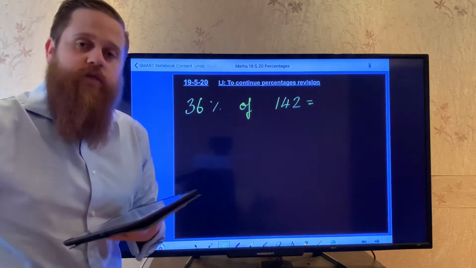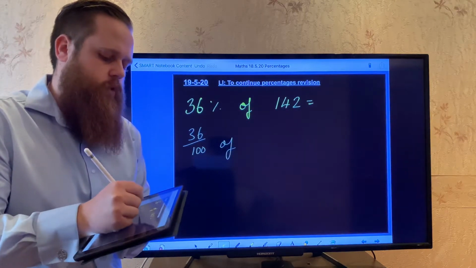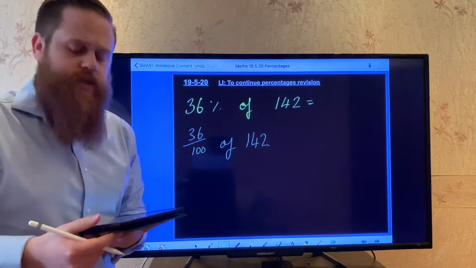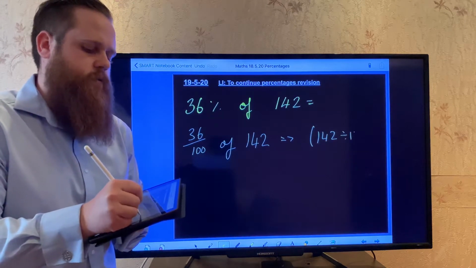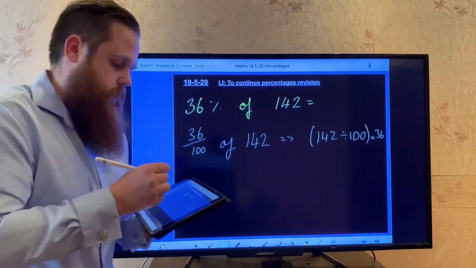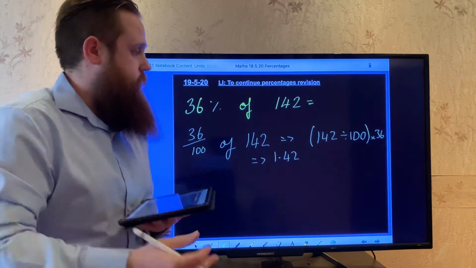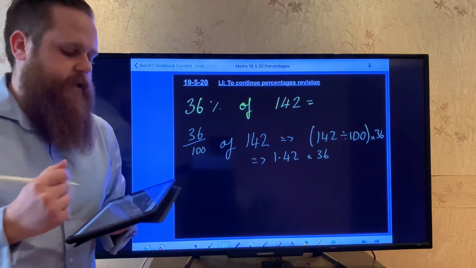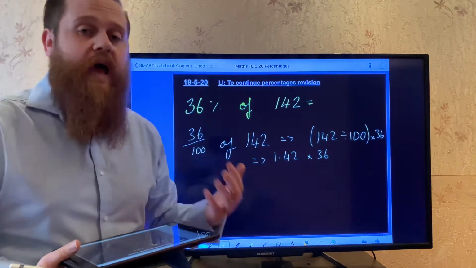So 36% of 142. Well, 36% is the same as 36 over 100 of 142. And therefore, 142 divided by 100 and then multiplied by 36. Okay then. Well, next step, that is going to be 1.42, because 142 divided by 100 is 1.42, multiplied by 36. You could do this mentally, you could write down the grid method, the column method, whatever suits you.